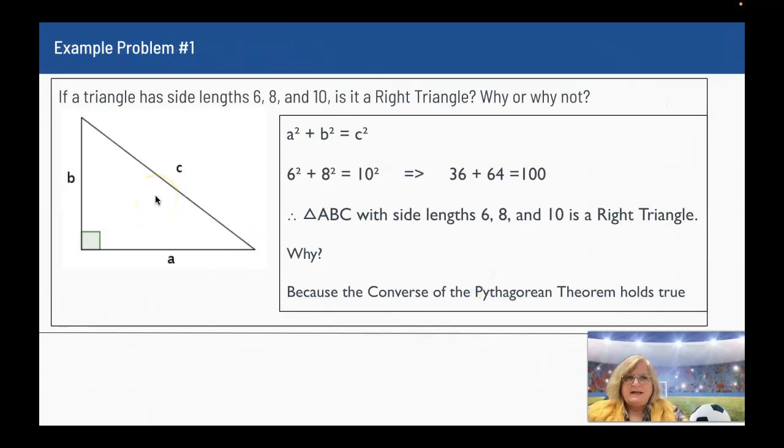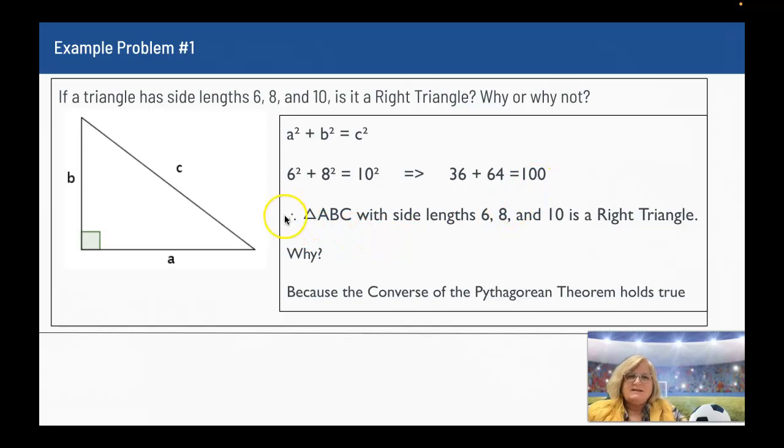If a triangle has side lengths 6, 8, and 10, is it a right triangle? Why or why not? So here's my right triangle, and I have a squared plus b squared equals c squared. If it satisfies that, then it's a right triangle. So I'm taking my shorter two lengths, 6 and 8, those are my legs. 6 squared plus 8 squared equals my longest side, which is the hypotenuse, 10 squared. So 6 squared is 6 times 6, which is 36. 8 squared is 8 times 8, which is 64. And 10 squared is 10 times 10, which is 100.